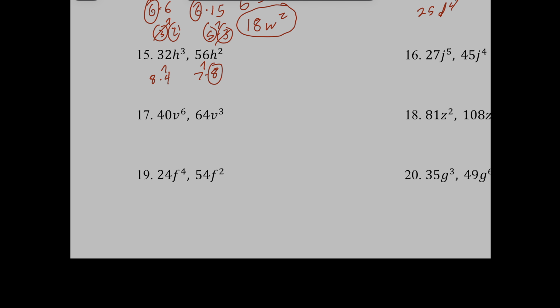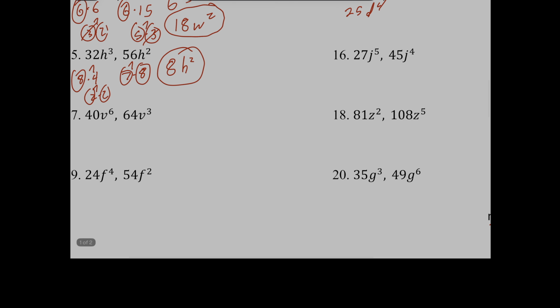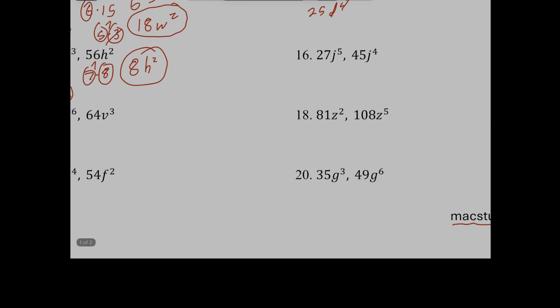Hey, I said 8. Boom, boom. I pull out an 8. Now, 7 can't go anymore, and that's a 2 and a 2. I don't have anything else in common, so 8's it. 8 squared. Let's go on to this one, 27 and 45.